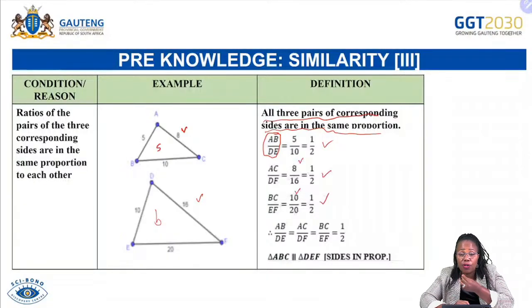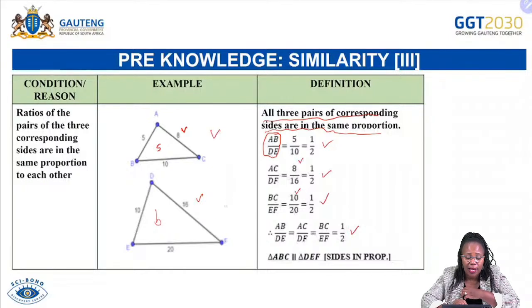Can you see, grade 12, we are getting the same ratios for all the fractions. Therefore, those sides are in proportion. They are all equal to 1/2, the same ratio. So if they have the same ratio, that means these two triangles are similar. The reason being, sides are in proportion.